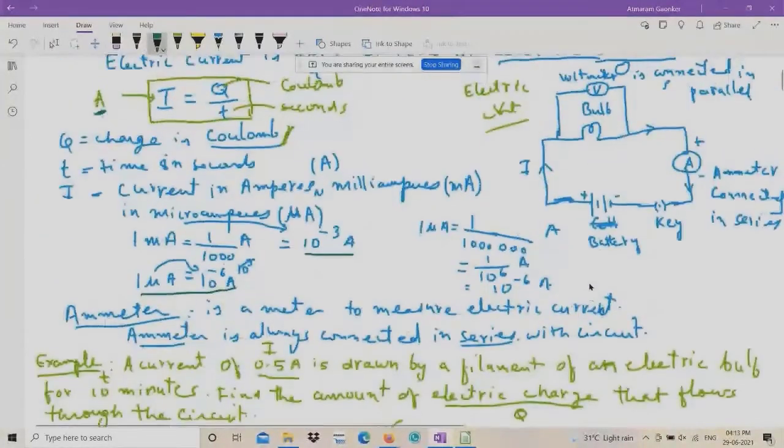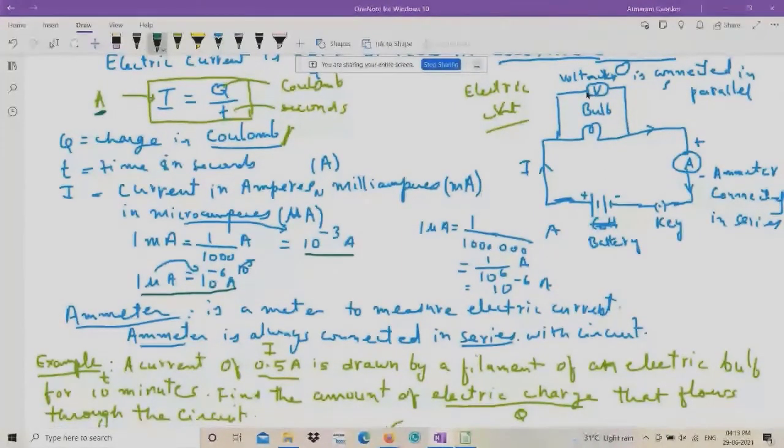You see here, across the bulb, the voltmeter is connected. That is, the voltmeter is connected in parallel with the bulb if you want to measure the voltage, the potential difference, across the bulb. So it is across something, that is why it is called parallel. The voltmeter is never connected in series, it is always connected in parallel.